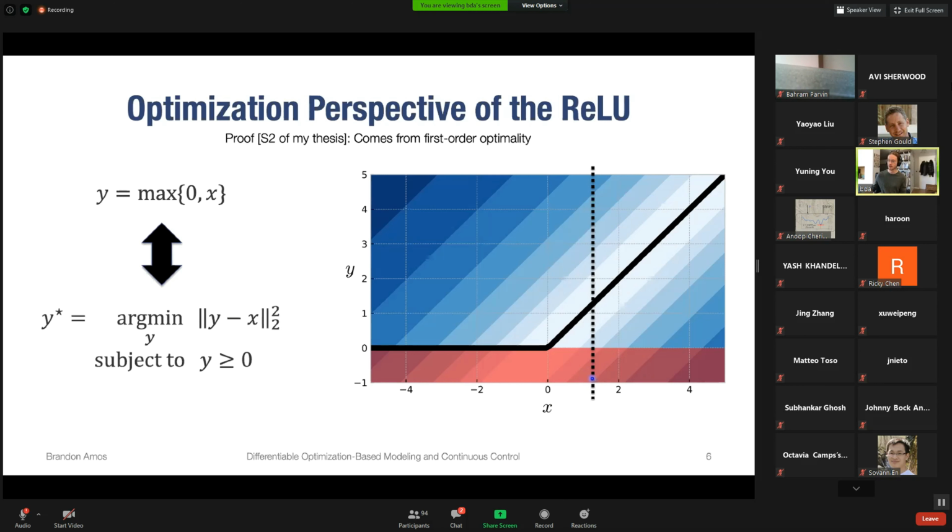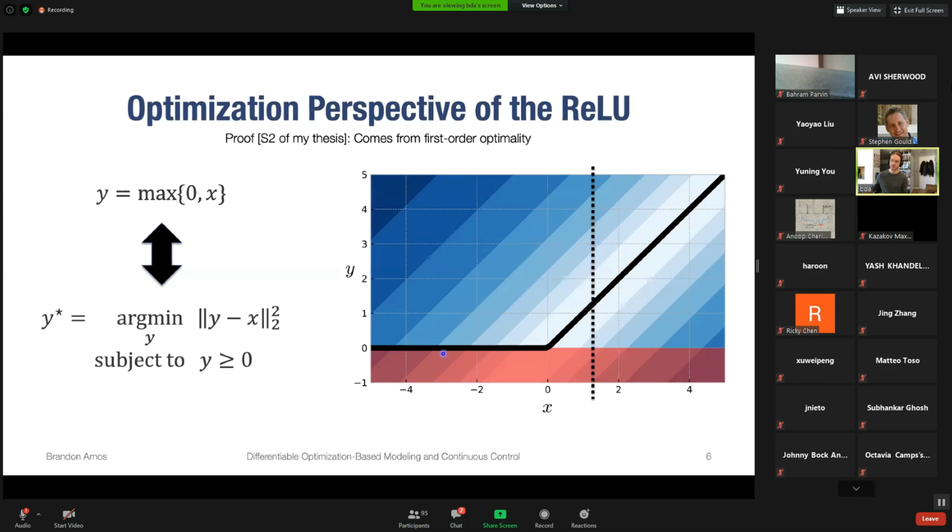And so say you have some x value of this point. You solve this quadratic objective, and you get out the identity function if you're in the positive part of the space, which matches the value in the positive part of the space. And then once you start going negative, you just chop the solution to the non-negative orthant, and that gives you the flat part of the value. So that's how you can translate what the ReLU is doing into this differentiable optimization view.